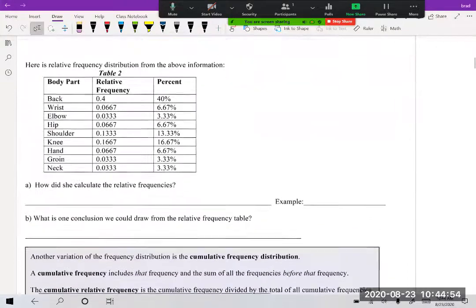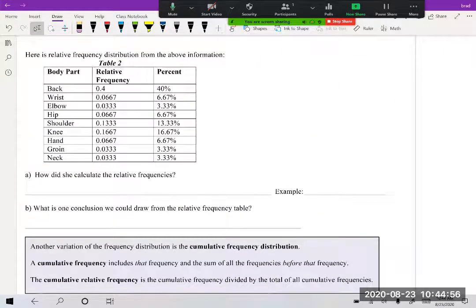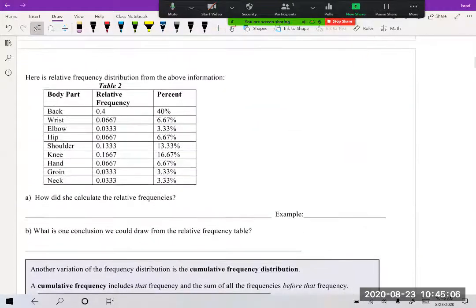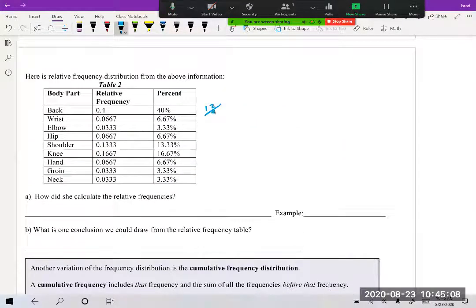So we come over here and we see a relative frequency distribution for the above. All she did was take 12, because there were 12 people with back pain, and divide it by 30. If you take out your calculator and do 12 divided by 30, you'll get 0.4, which is equal to 40%. So make sure when you're doing the homework, if they ask for the percentage, you give them 40%. If they just ask for the number, you give them 0.4. It really depends on what they ask for.